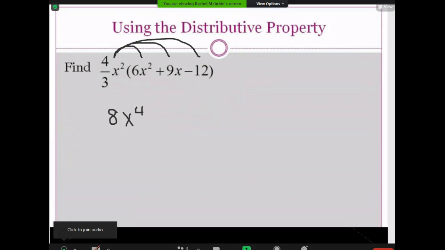And then in the next one, 9 divided by 3 is 3. 3 times 4 is 12. X squared times x is x cubed. And then minus 12 divided by 3, which is 4. 4 times 4, which is 16, x squared. So this is a 4th degree polynomial. So that would be degree 4.